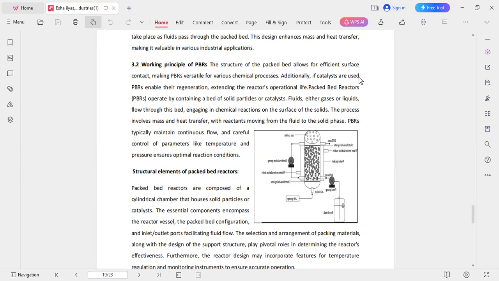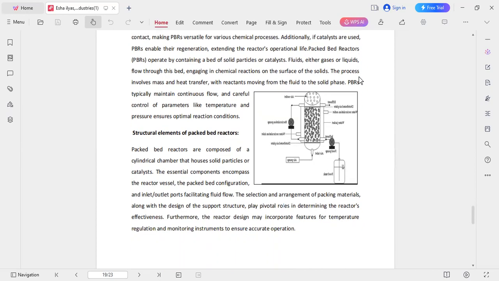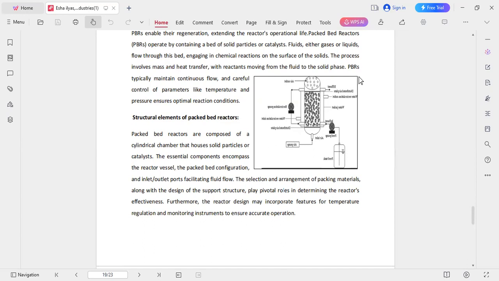Now I will tell you about the structural elements of packed bed reactors. Packed bed reactors are composed of a cylindrical chamber that houses solid particles or catalysts. The essential components encompass the reactor vessel, the packed bed configuration, and inlet-outlet ports, facilitating fluid flow. The selection and arrangement of packing materials, along with the design of the support structure, play a vital role in determining the reactor's effectiveness. Furthermore, the reactor design may incorporate temperature regulation and monitoring instruments to ensure accurate operation.